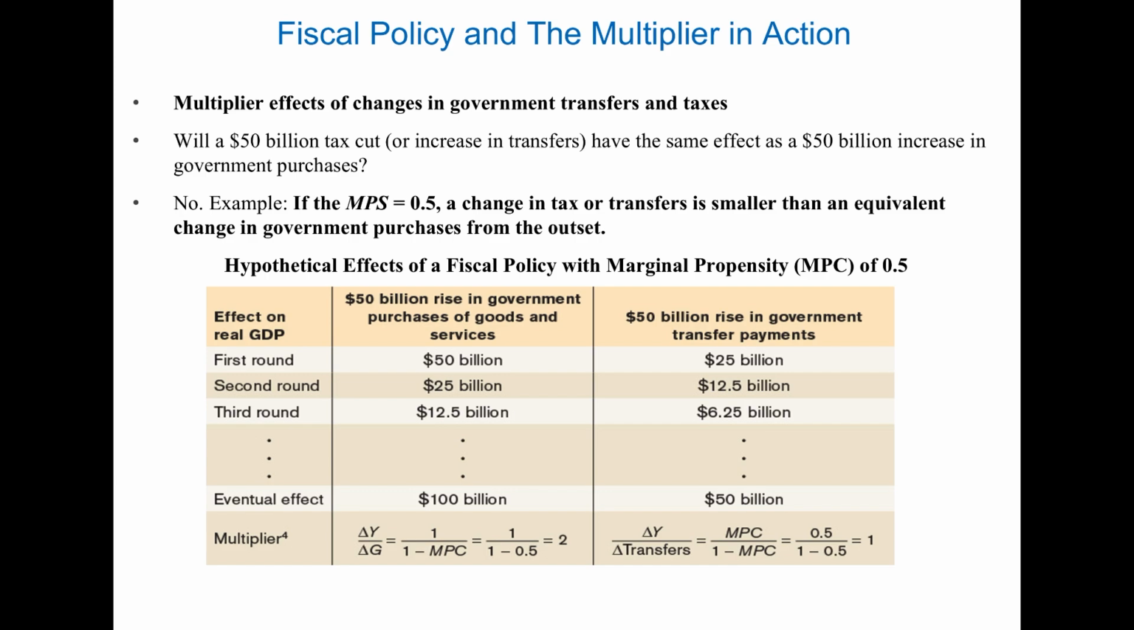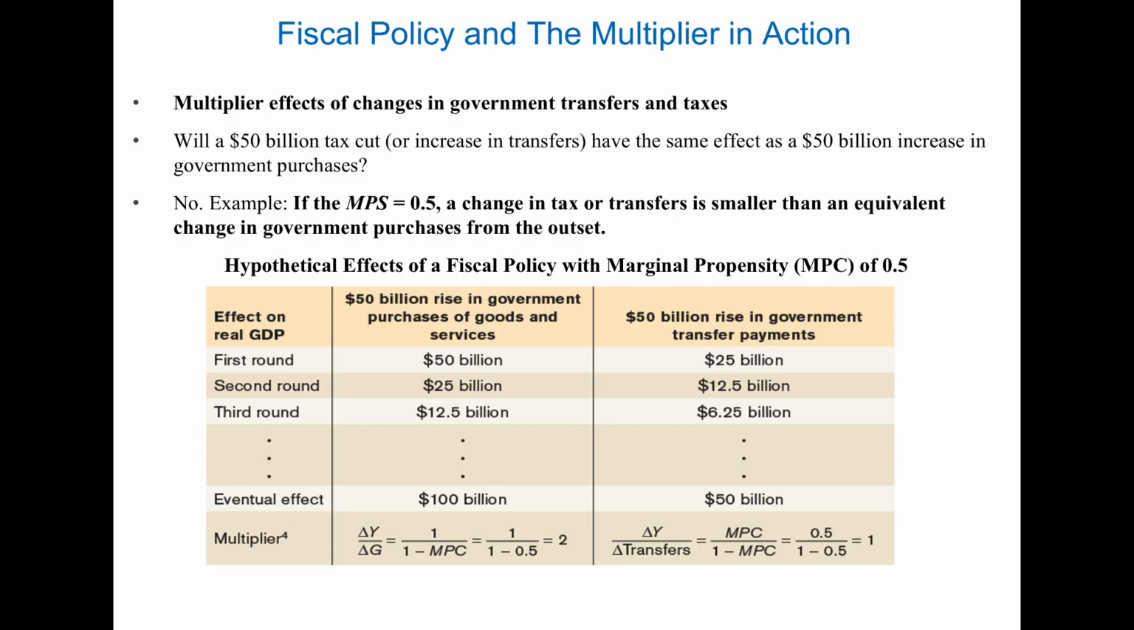Now, to understand this: if the government is increasing government purchases, what is the multiplier effect? And if they are cutting the taxes or increasing the transfer payments, then how much is the multiplier? The two impacts are a little bit different. So, multiplier effects of a change in government transfers and taxes. Will a 50 billion cut in taxes or increase in transfers, where the government reduces tax revenue by 50 billion, have the same effect as a 50 billion increase in government purchases? No, there is a difference.